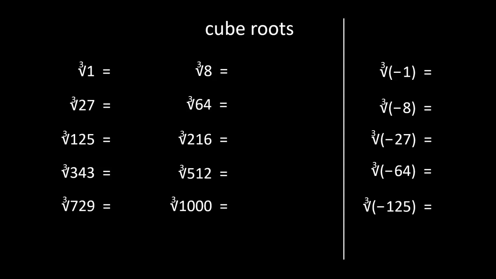Okay, how'd you get on? Well, let's have a look. The cube root of 1 is 1. Cube root of 8 is 2. Cube root of 27, etc. So hopefully you got those. So notice the cube root of a positive number is a positive number. Over on the right we've got the cube root of minus 1, minus 8, etc. So hopefully you got these. We got minus 1, minus 2, all the way up to the cube root of minus 125 is minus 5.